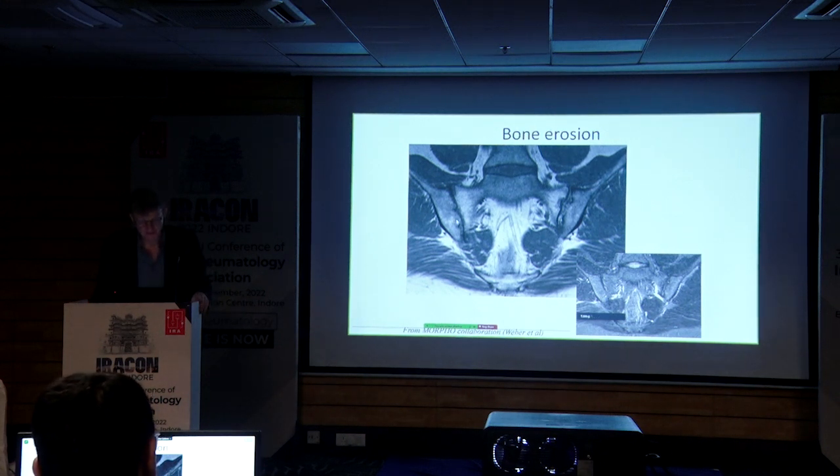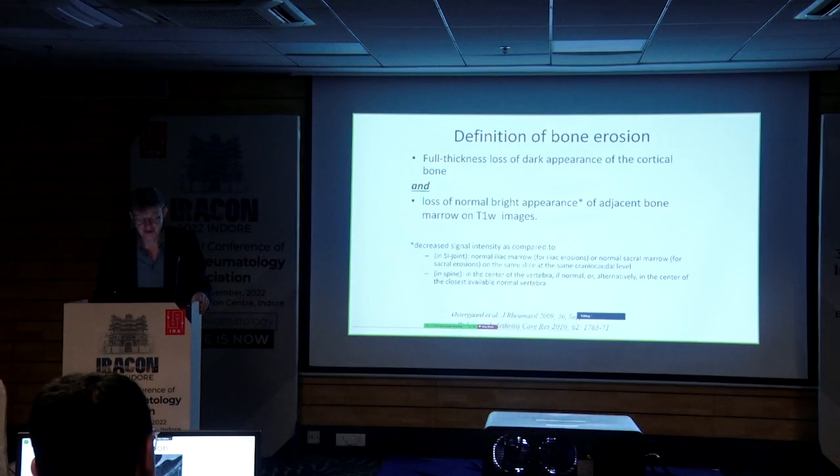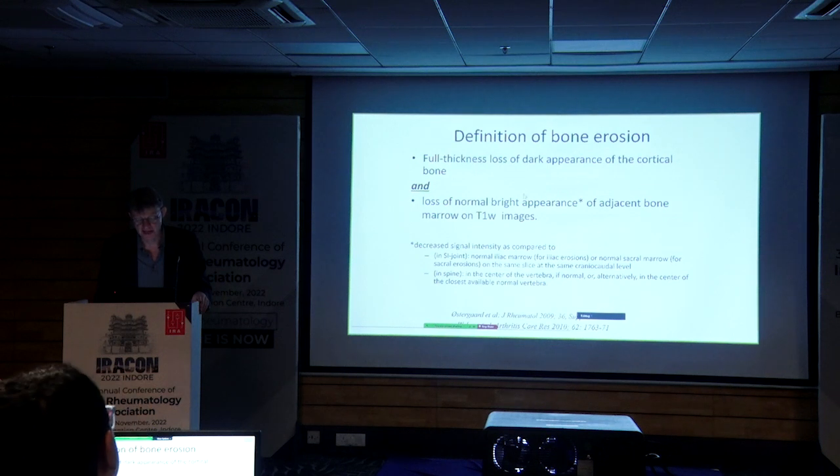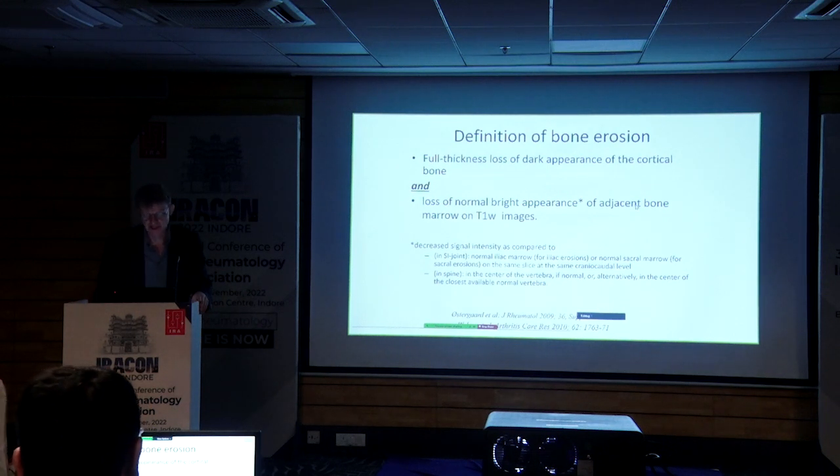So this is an erosion, and it's defined like that. You have a loss of the cortical bone and a loss of the bright appearance of the adjacent bone marrow.